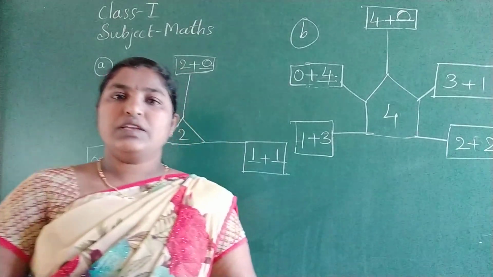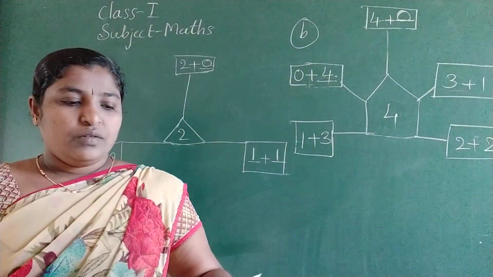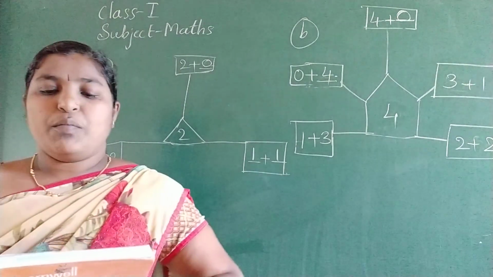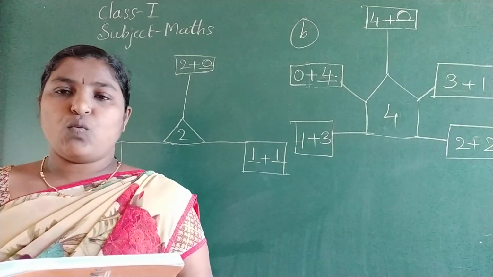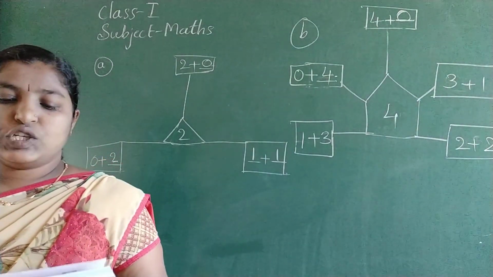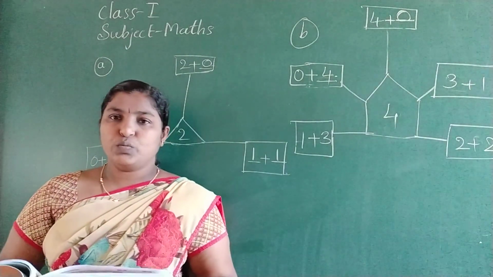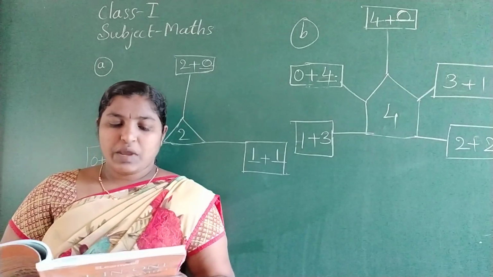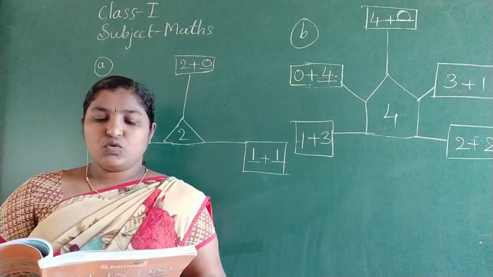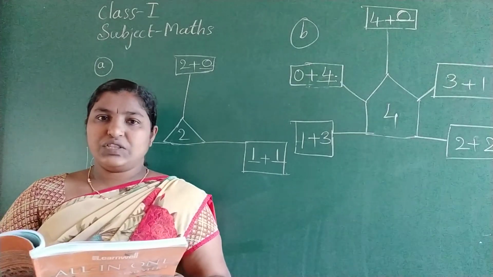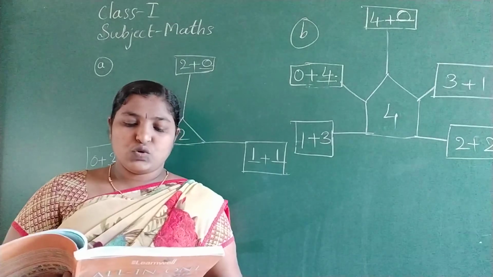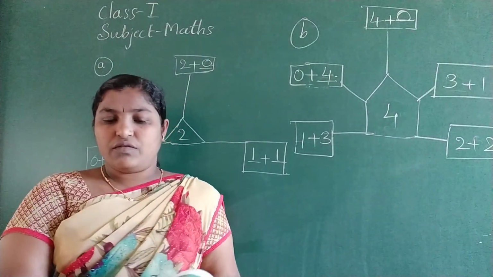Next, turn the page. More addition sums. Let's make number 2. 2 plus 0, 1 plus 1. Let's make number 3. 3 plus 0, 1 plus 2, 2 plus 1. Let's make number 4. 4 plus 0, 3 plus 1, 2 plus 2, 1 plus 3. Write a digit in the blank space to make number 5.